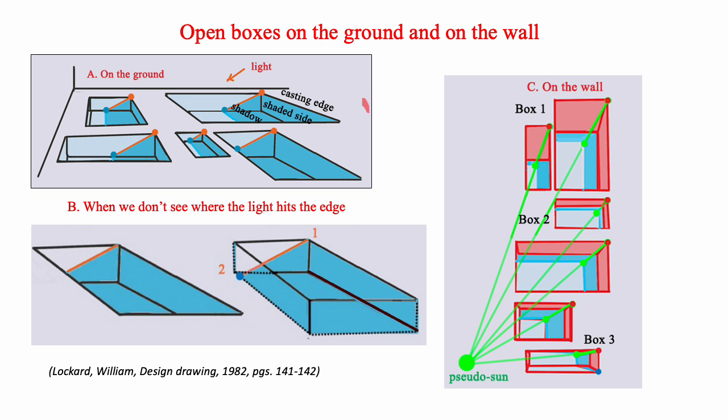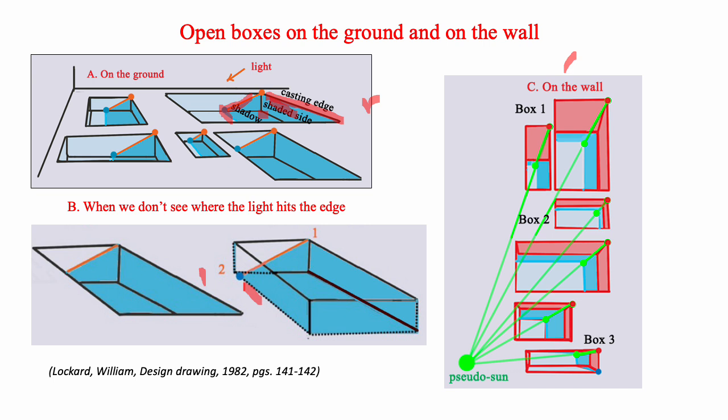These are open boxes on the ground and against the wall. The one on the ground has a casting edge here that causes a shaded side to cast this shadow onto the inside of the box, and it begins where the light hits the edge. If you don't see where the light hits the edge like this box, then make the box transparent so you do.